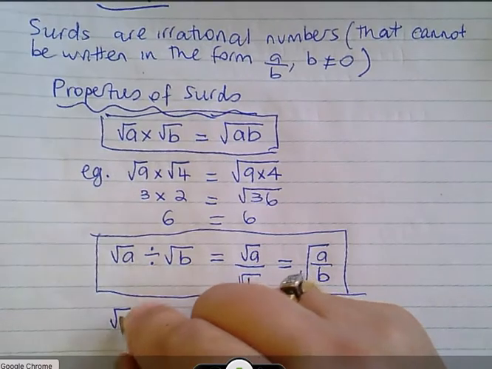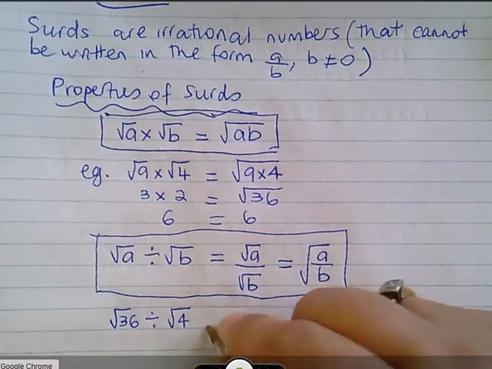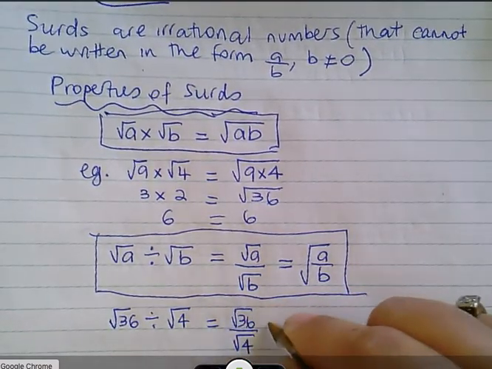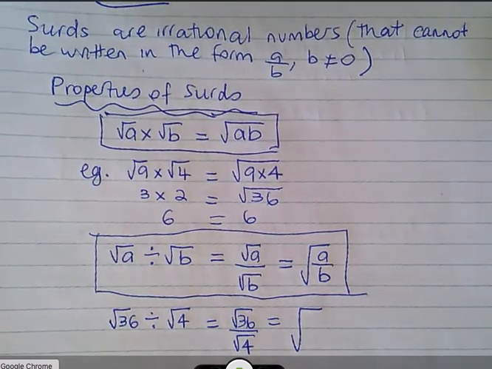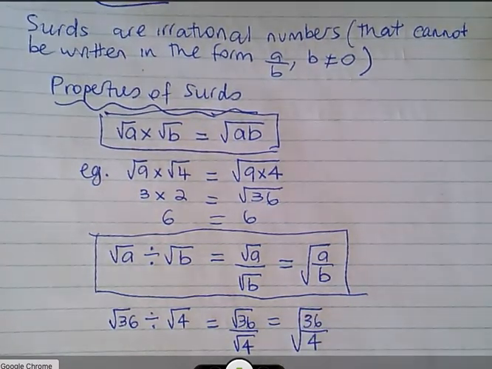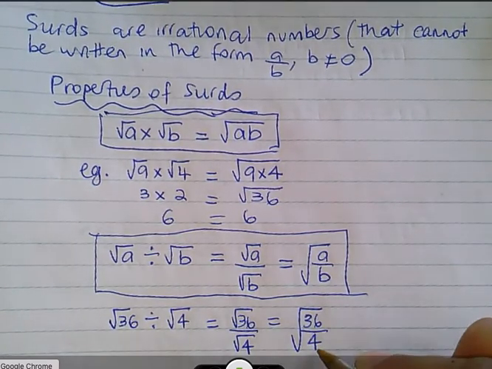for example, if I want to do the square root of 36 divided by the square root of 4, I could write it like this, the square root of 36 over the square root of 4. But what it's telling me is that instead of doing each one separately, only if the numbers divide and give you a nice answer would you do this. That's the same as doing the square root of 36 over 4.